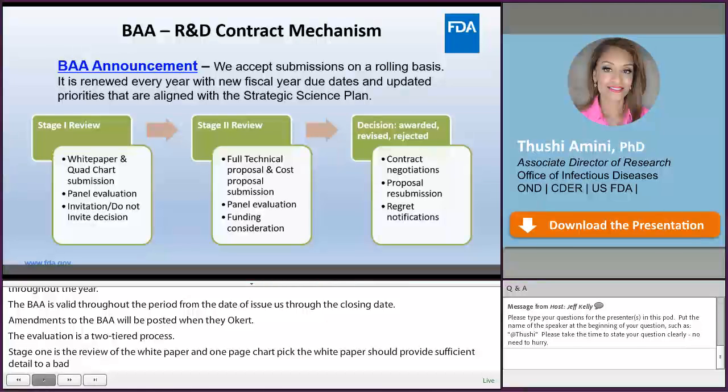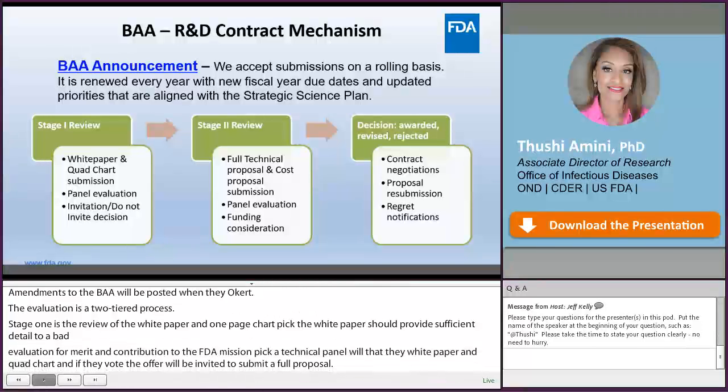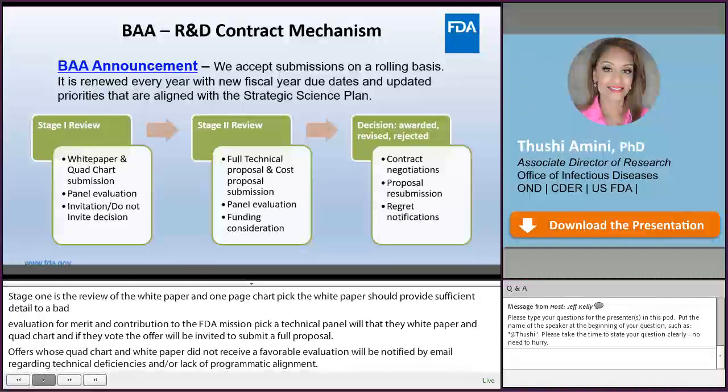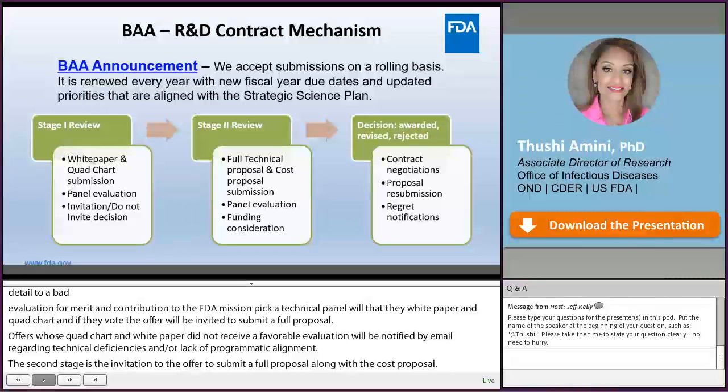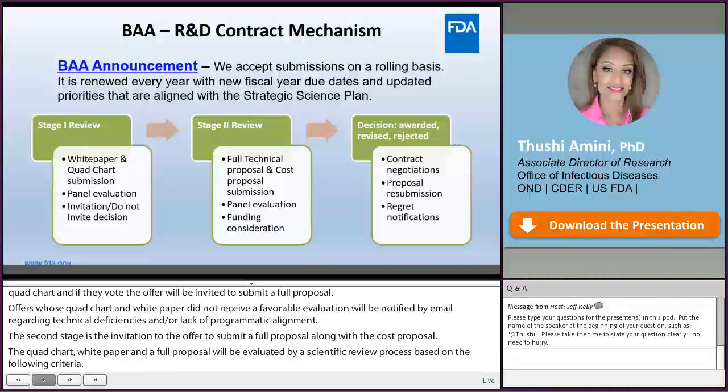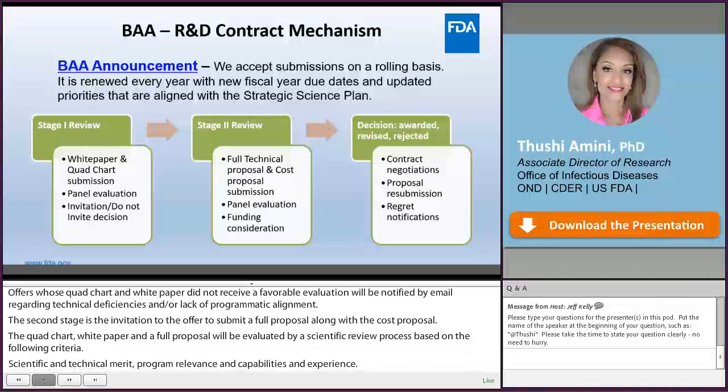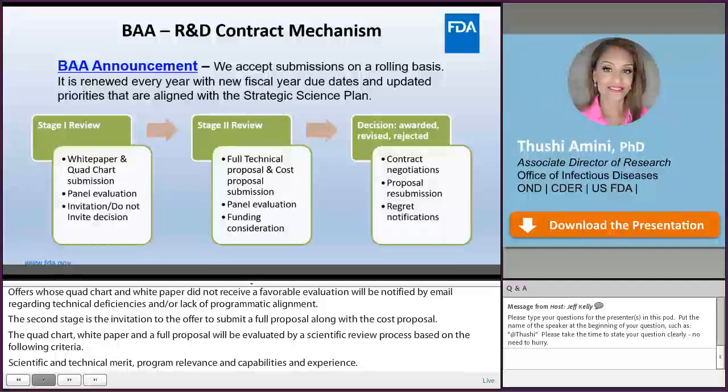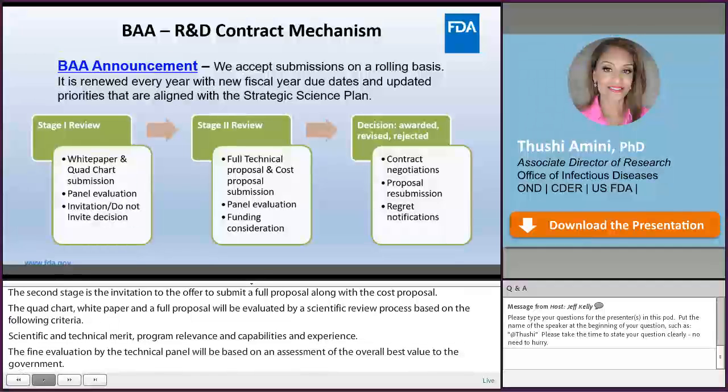Offerors whose quad chart and white paper did not receive a favorable evaluation will be notified by email regarding technical deficiencies and/or a lack of programmatic alignment. The second stage is the invitation to the offeror to submit a full proposal along with the cost proposal. The quad chart, white paper, and full proposal will be evaluated by a scientific review process based on the following criteria: scientific and technical merit, program relevance, and capabilities and experience. The final evaluation by the technical panel will be based on an assessment of the overall best value to the government. Awards will be made based on the proposed evaluation, funds available, and other programmatic considerations. And these research awards are made through a contract mechanism.